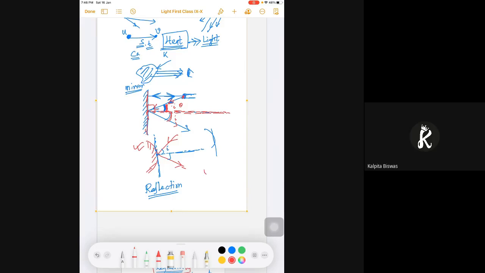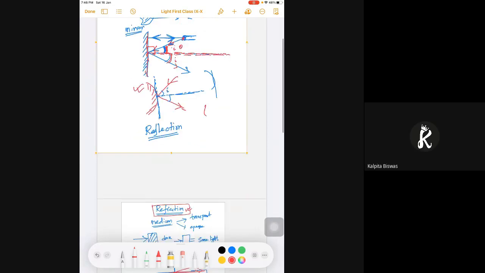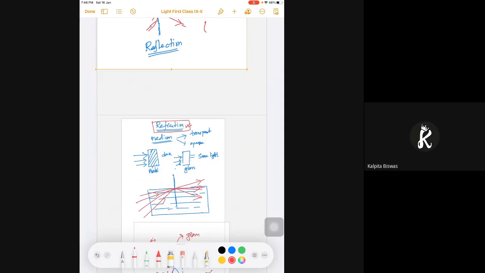Now when we come to, say, a curved surface, then we have to draw a tangent on that particular point, and from that tangent you draw the perpendicular, and the same way you find that angle. So this way we have seen. This is the simple law of reflection. So this is good for your syllabus and for your standard.